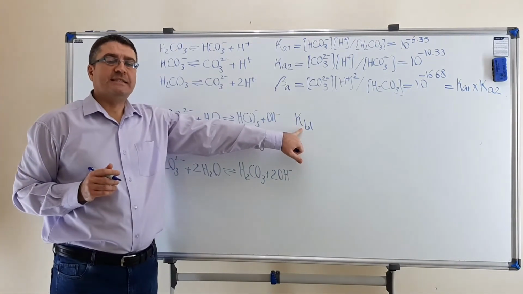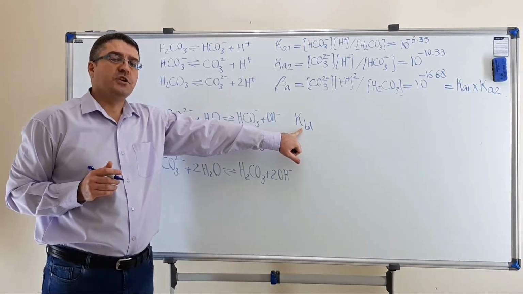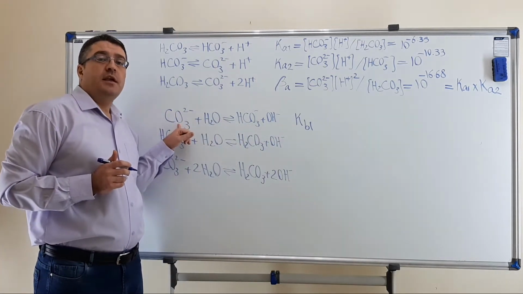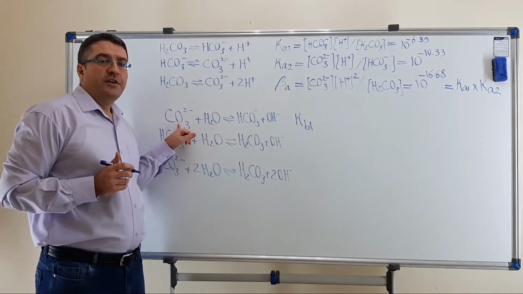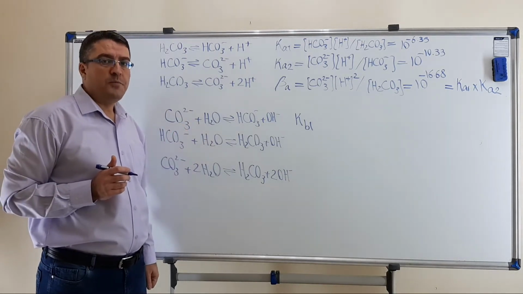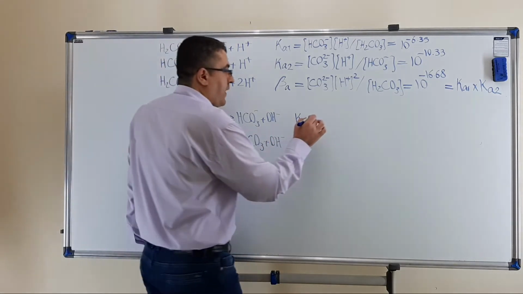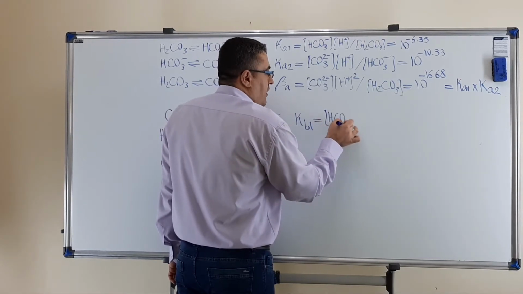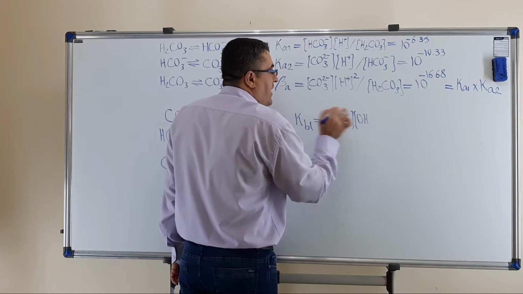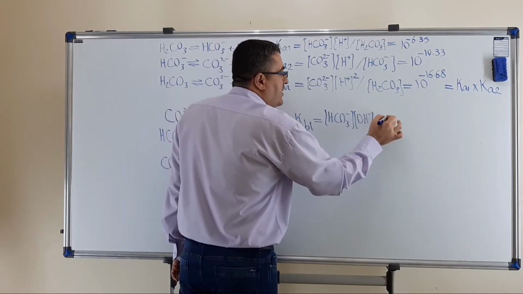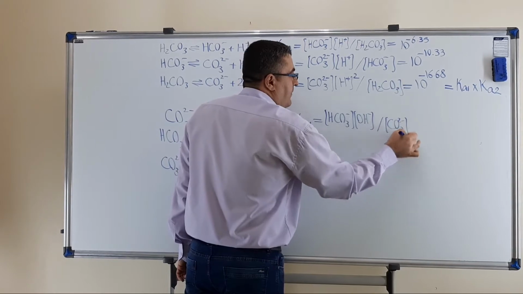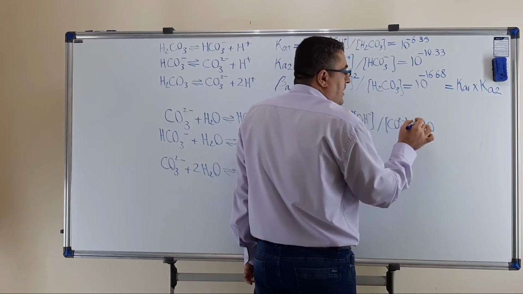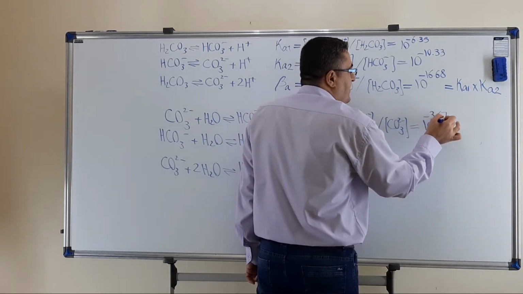Kb1, the first basicity constant, the first base dissociation constant, the first base ionization constant of the diprotic base carbonate anion in aqueous solutions, in terms of equilibrium concentrations, is equal to the equilibrium concentration of hydrogen carbonate times the equilibrium concentration of hydroxide anion over the equilibrium concentration of carbonate anion. At 25 degrees Celsius, it is equal to 10 to the power of minus 3.67.